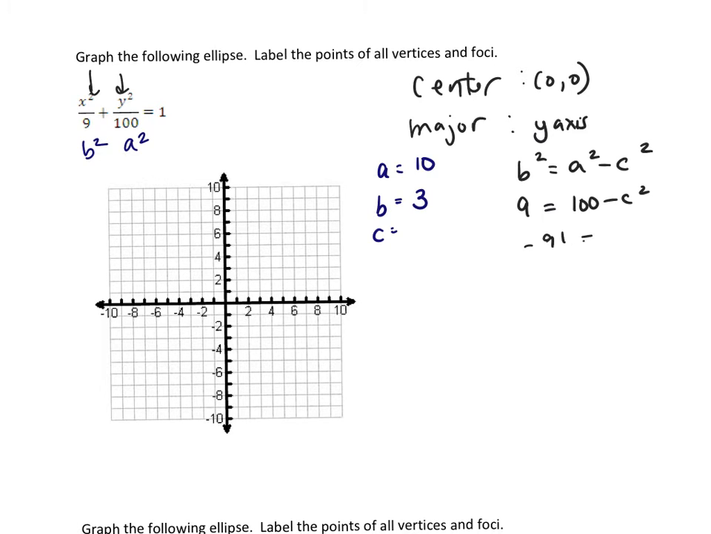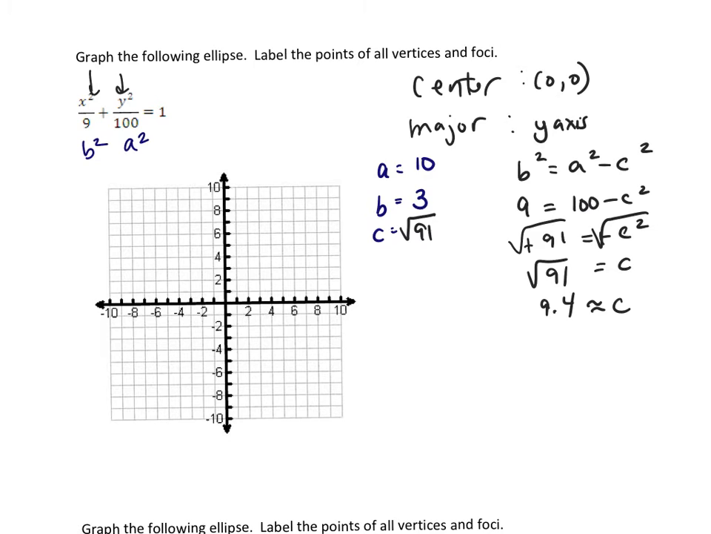Subtract 100, I get negative 91 equals negative C squared. Divide them both by negative 1 so they're positive, so C squared equals 91. So C is going to equal the square root of 91. And the square root of 91 is somewhere between 9 and 10, 9.5-ish or something.